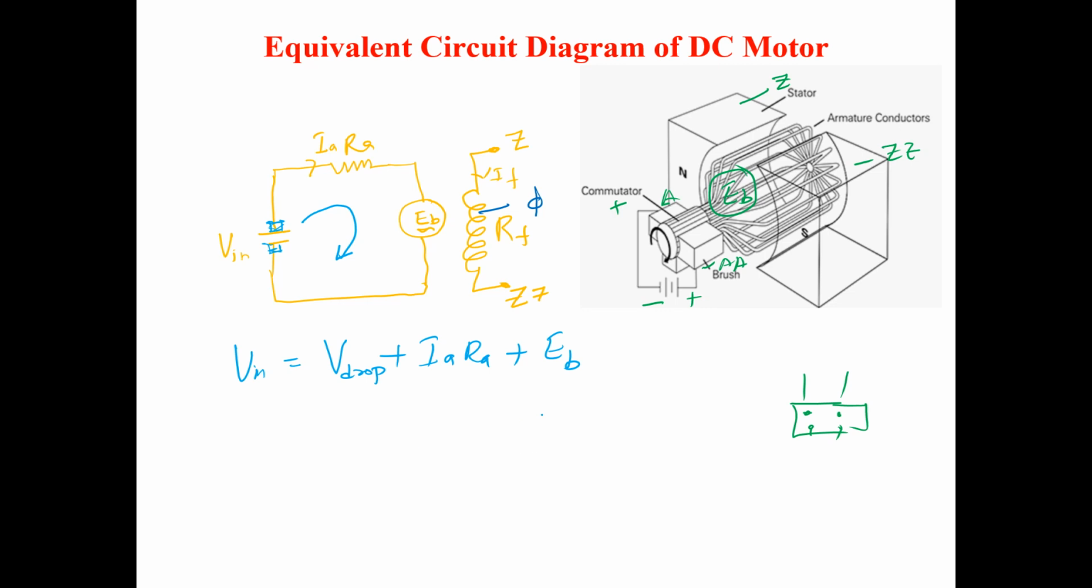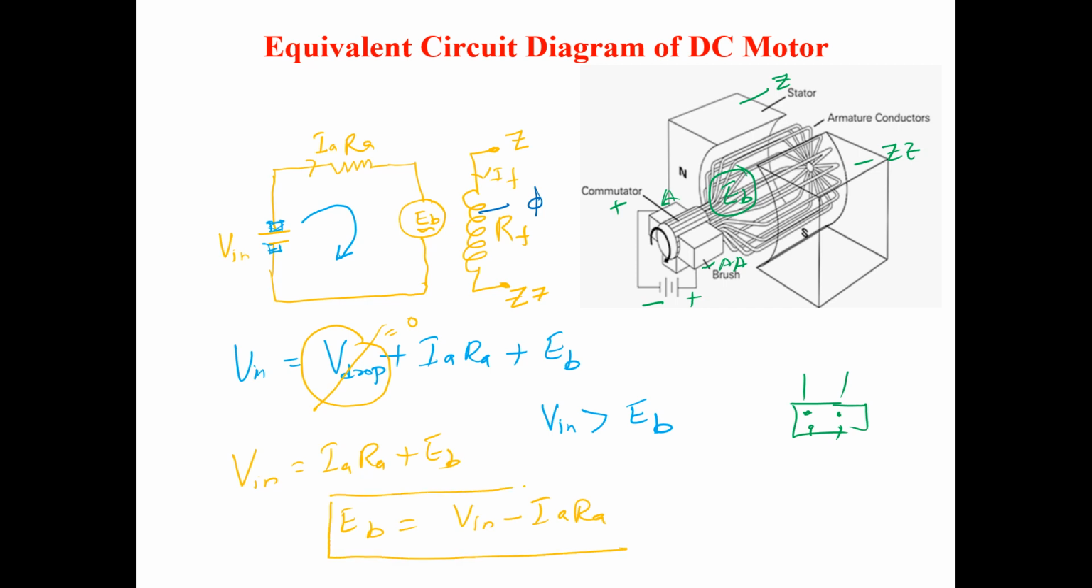So we conclude that the input voltage is always greater than EB. But for general calculation, this brush voltage drop is very low and is considered approximately 0. Then the equation becomes V in equals IA RA plus EB. Now, how will EB be calculated? EB will be calculated as V in minus IA RA. So this will be the back EMF equation of our DC motor.